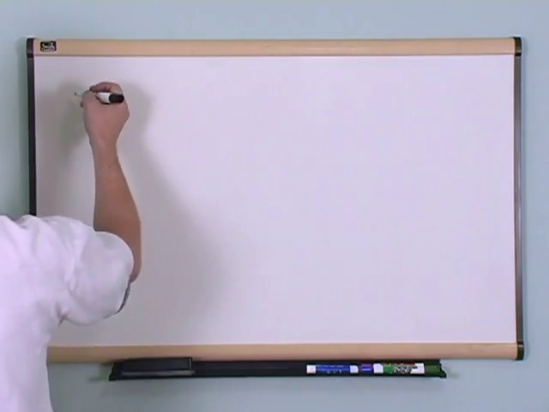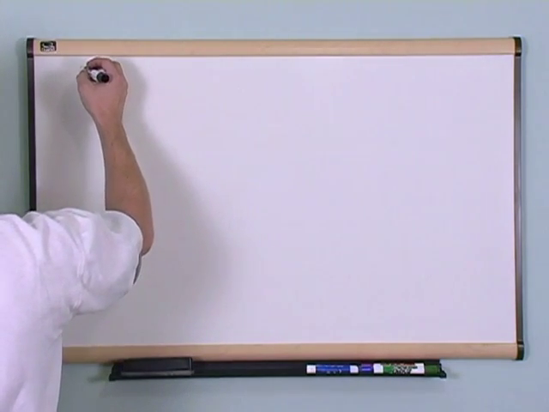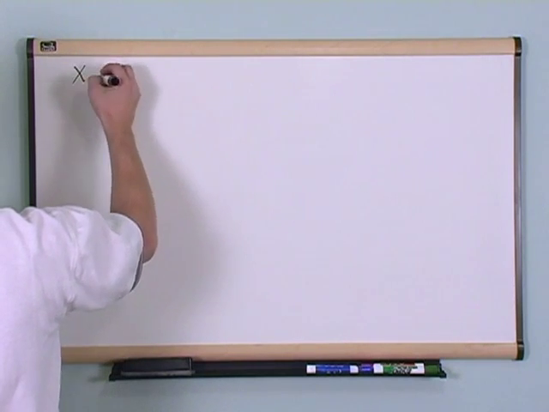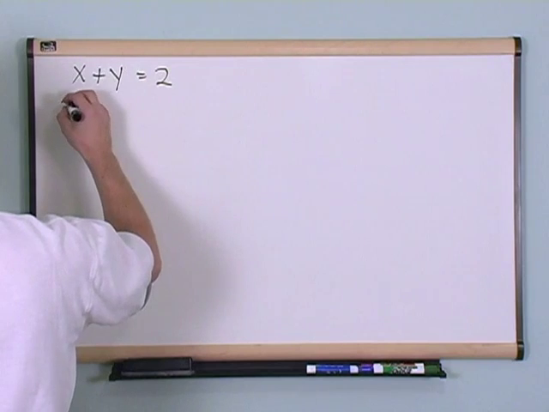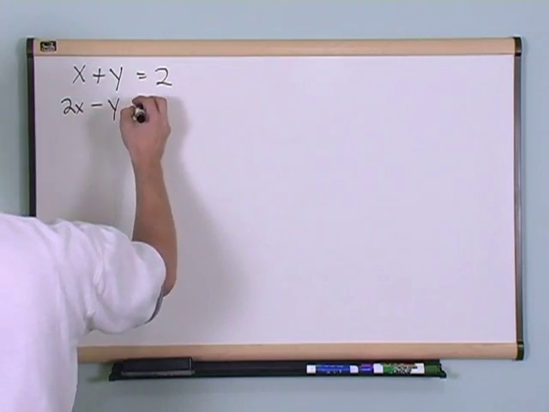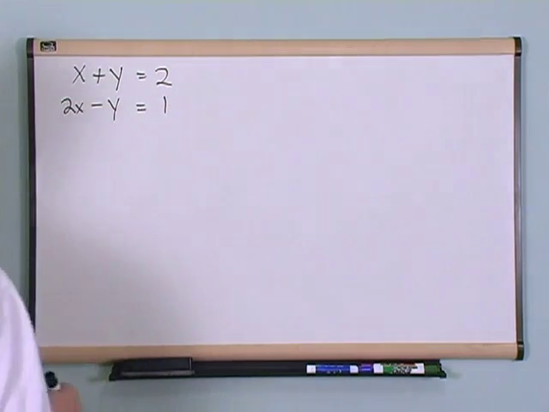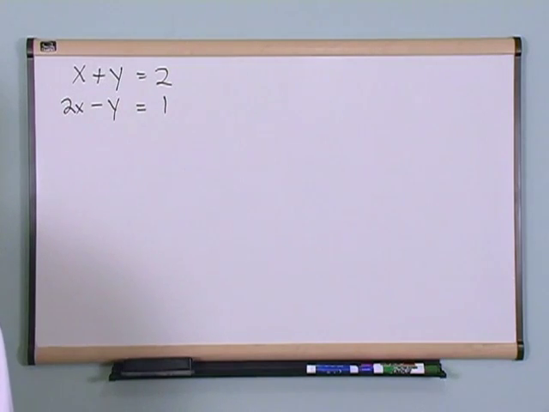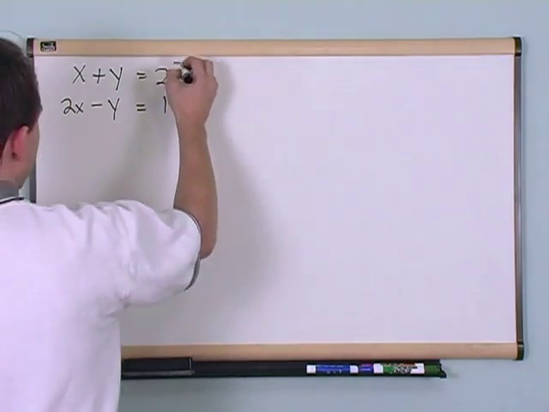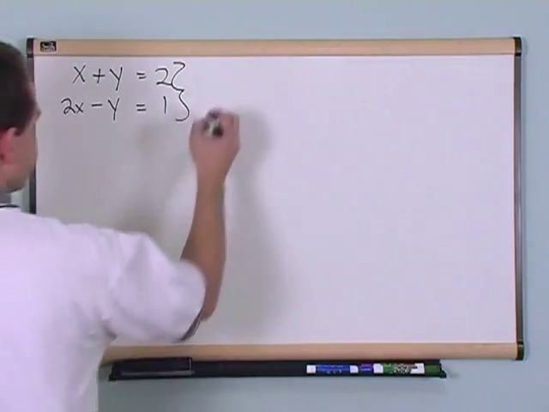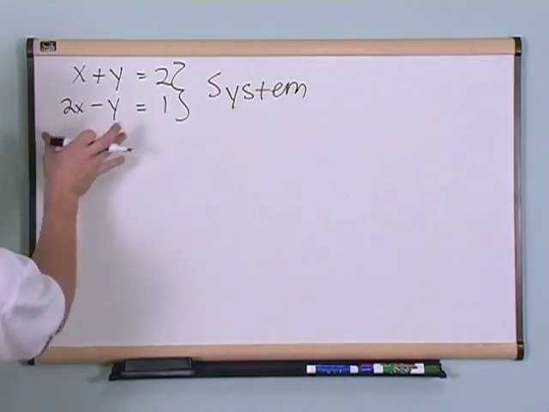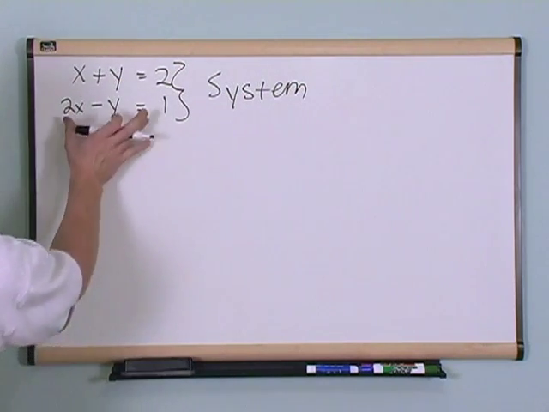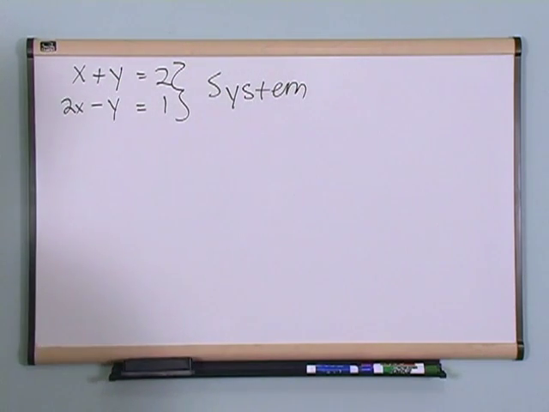But before we go there, let's do a couple of warm-up exercises. Let's say I have two lines, x plus y equals 2 and 2x minus y equals 1. This is what I call a system of equations. This is an equation and this is an equation, and together they're called a system of equations.